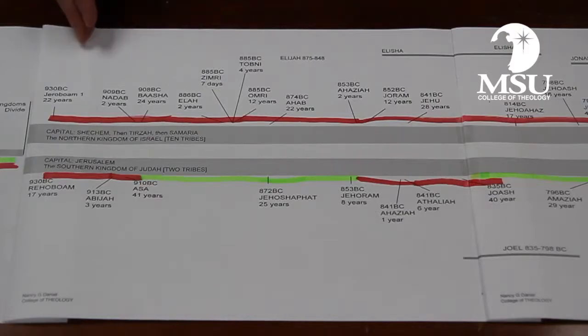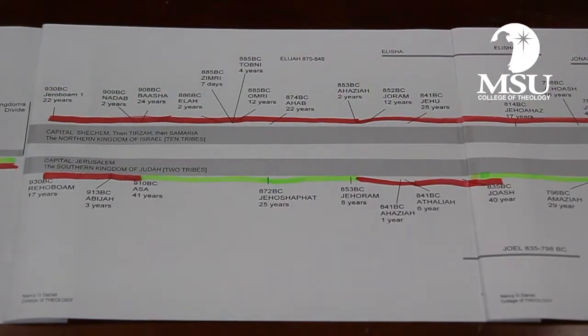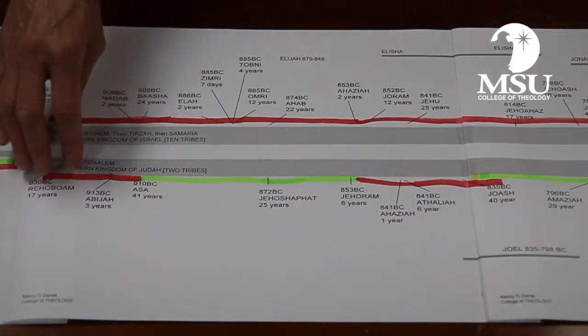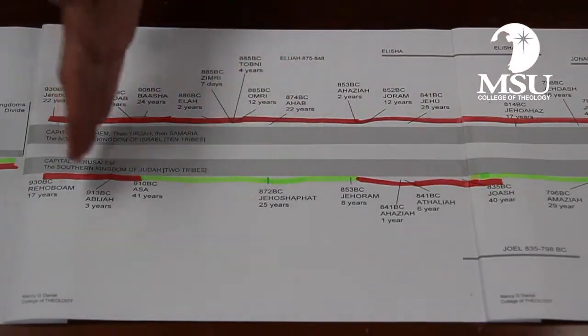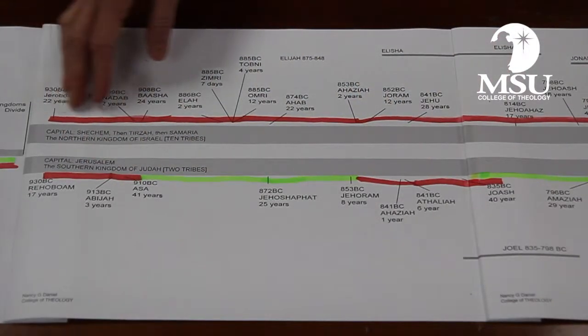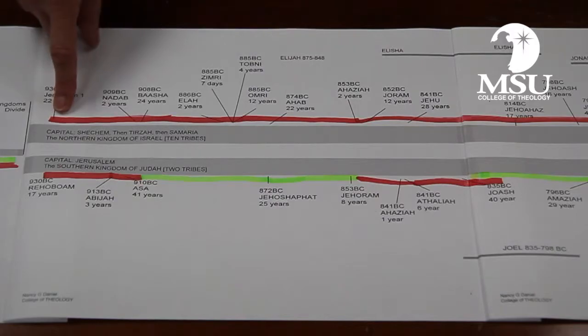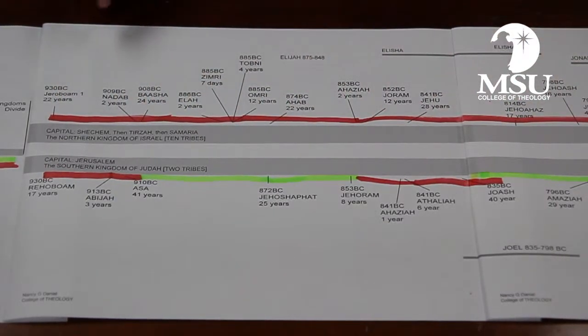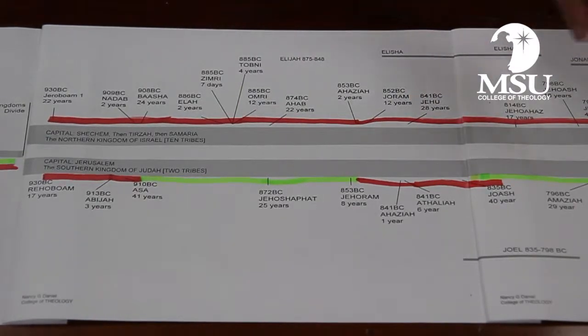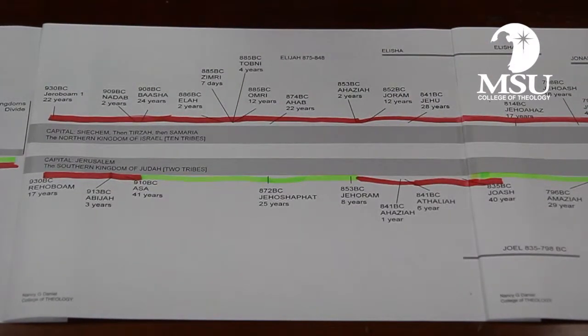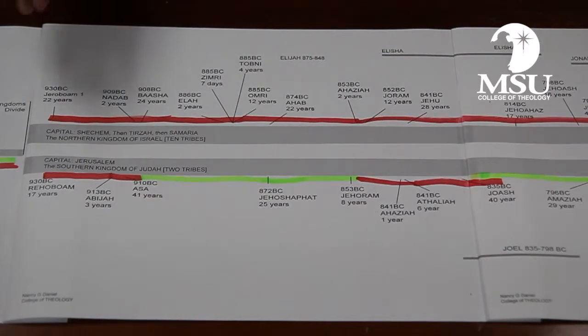Now, there were several dynasties in the northern kingdom, and there was only one dynasty in the southern kingdom. This dynasty here in the southern kingdom was from David all the way. It was all family, family, family. In the northern kingdom, there were several dynasties. As you see, everything is red. Why is it red? These were all evil because they continued with the sin of Jeroboam. They continued to not love God and love people.